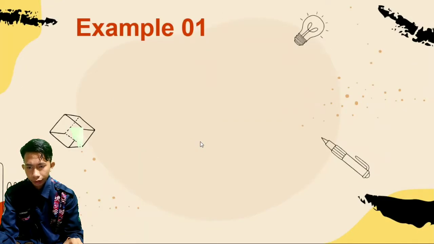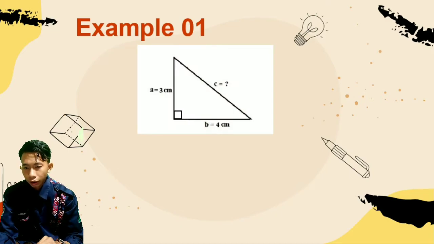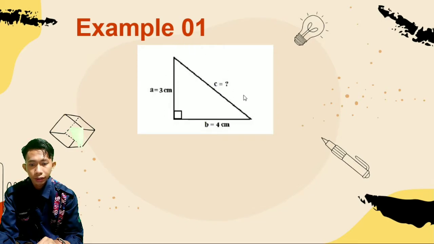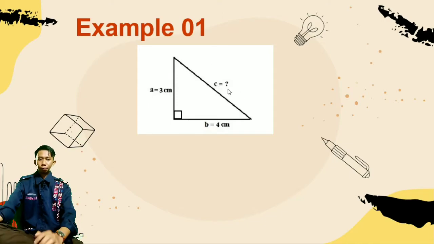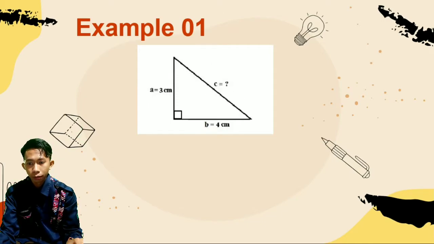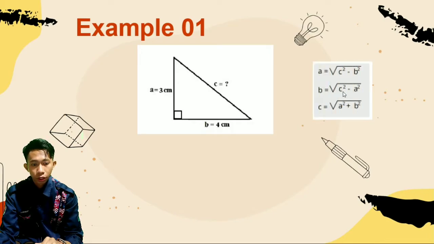Alright, let's go to example one. This is a right triangle. Side A is 3 centimeters, side B is 4 centimeters, and side C is still unknown. Our objective is to find the value of side C. According to the theorem, A squared plus B squared equals C squared. Got it?